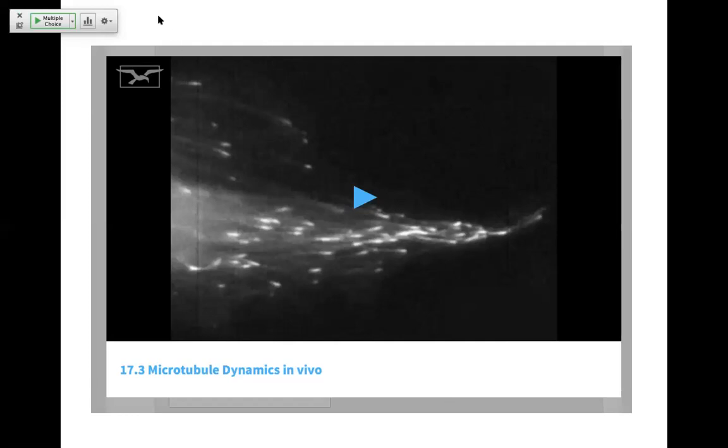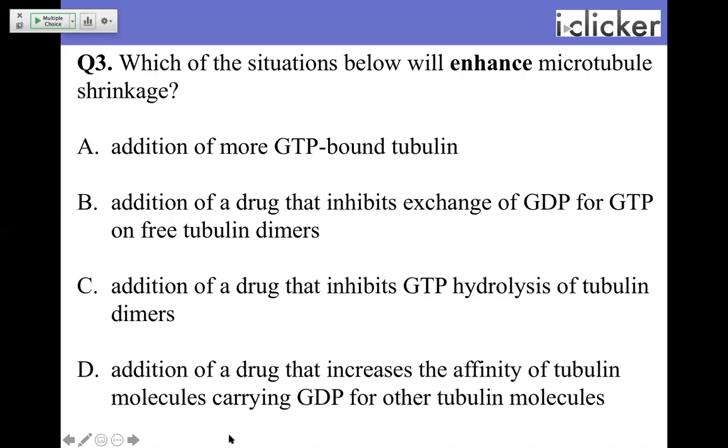So what they're showing us is, again, how quickly, and not so much why, but the fact that the microtubules do change their length, right? They're dynamically unstable. This would be important in cell division. We'll talk about it in just a second, but let's ask a question about microtubule growing and shrinkage. Which of these situations listed here would enhance the shrinkage of a microtubule?